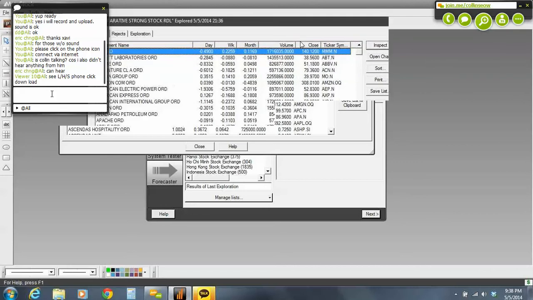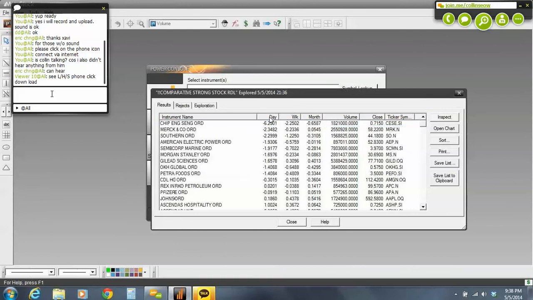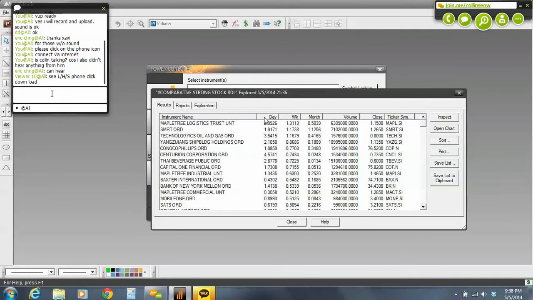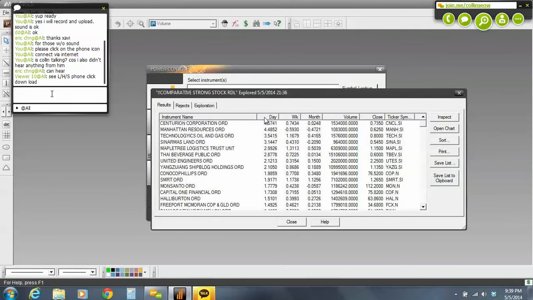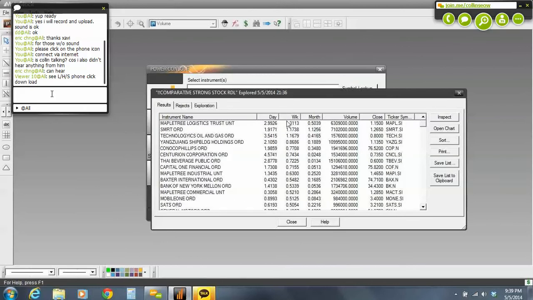So once you have done the scan, let's say for example I did the S&P 100. After you do the scan, you will click on the day or the week. If you look at the day, it will be the strongest for the day. If you click for a week, then it will be the strongest for the week.